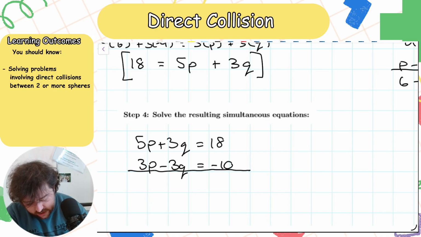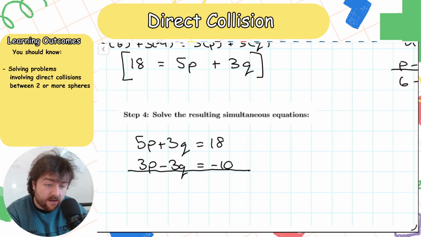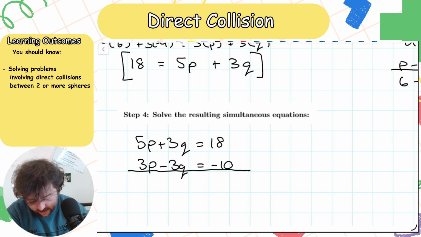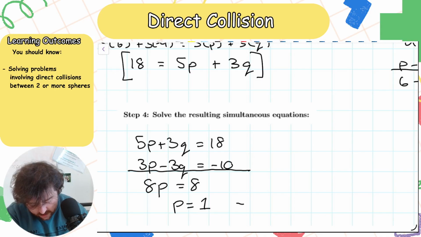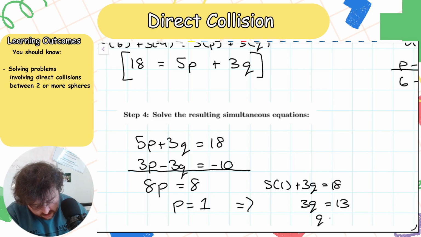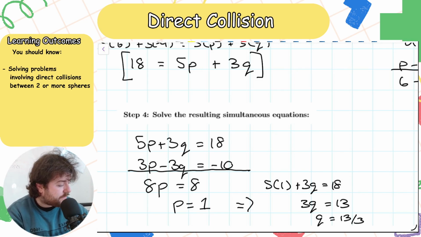I don't have to do anything special now because I can cancel out my q's. So I add these up. I get 8p is equal to 8. P is equal to 1. And therefore, if p is equal to 1, 5 times 1 plus 3q is equal to 18. 3q is equal to 13. Q is equal to 13/3.